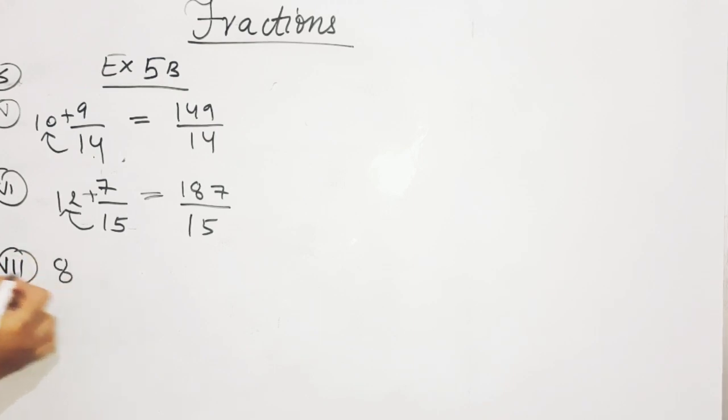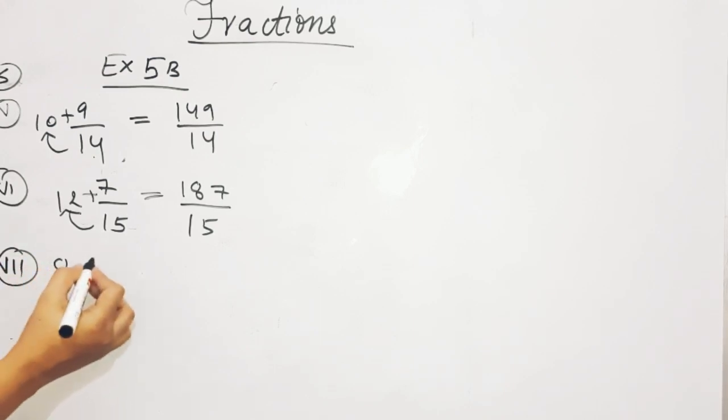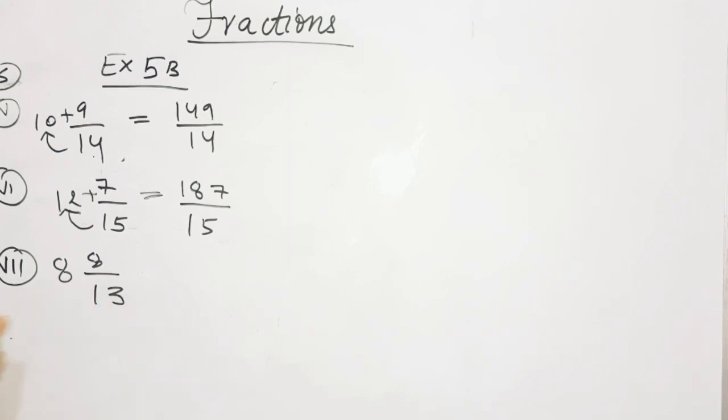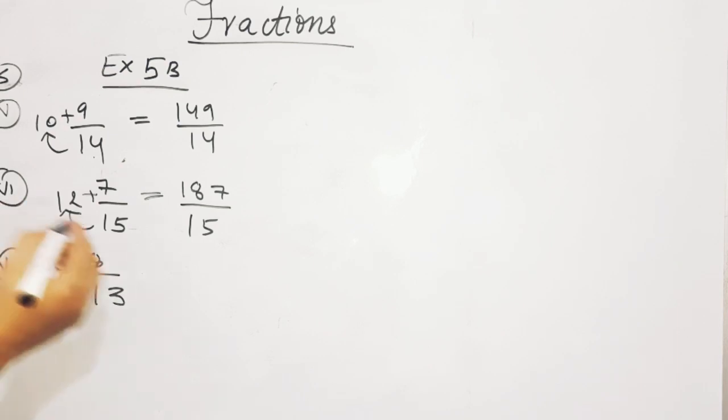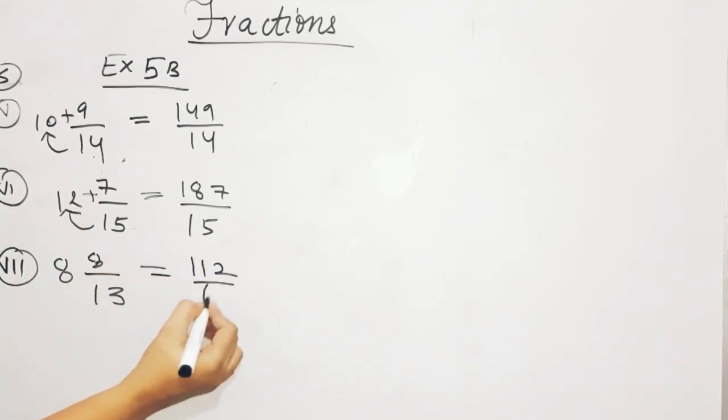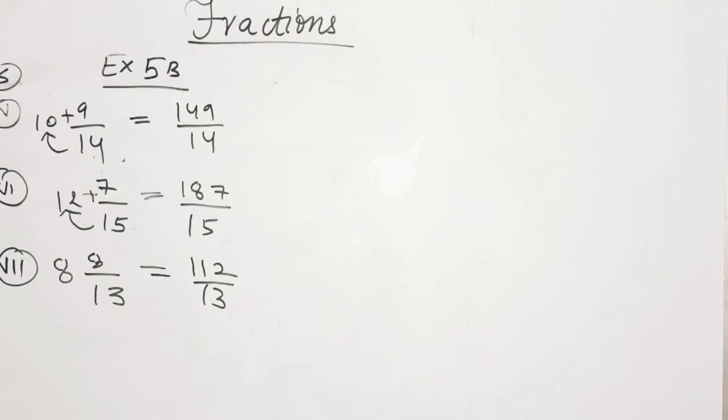Now coming to the next option, that is the 7th option. So the 7th option is 8 whole 8/13, right? Now you tell me what will be the answer of this option. If you know the answer, please pause the video and reply to me in the comment section. So students, 13 8s are 104 and 104 plus 8 is 112. So the answer will be 112/13.